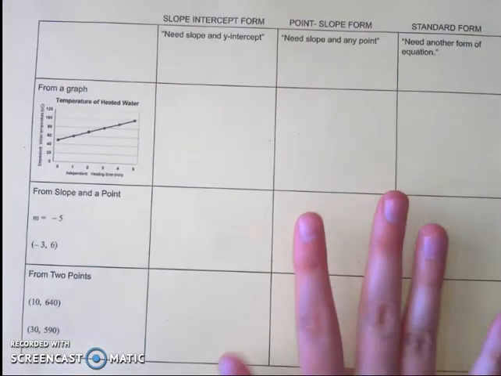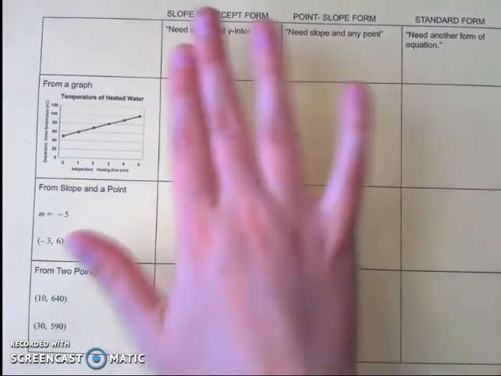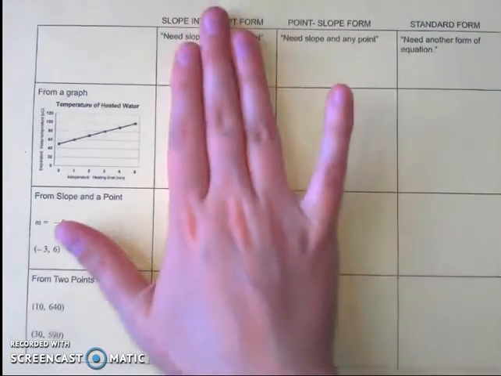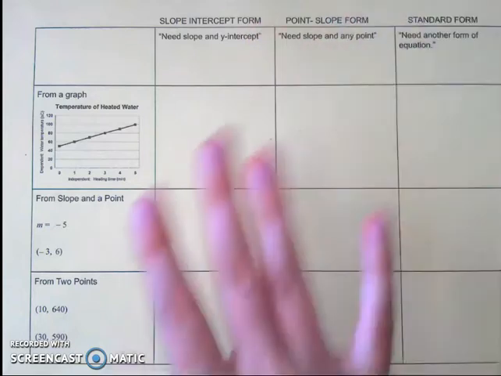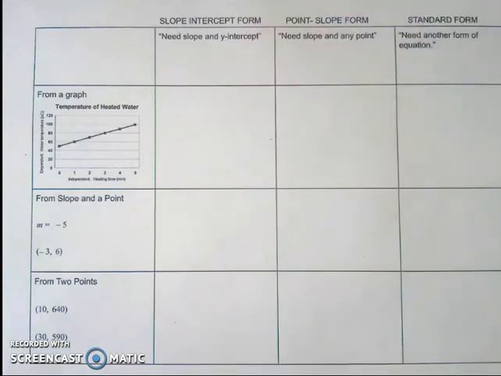This is the video on your graphic organizer if you had trouble filling in this column. We are only going to be working on the slope-intercept form column today. We'll be worrying about the point slope form and standard form a little bit later. So the first thing we want to talk about is what is slope-intercept form.